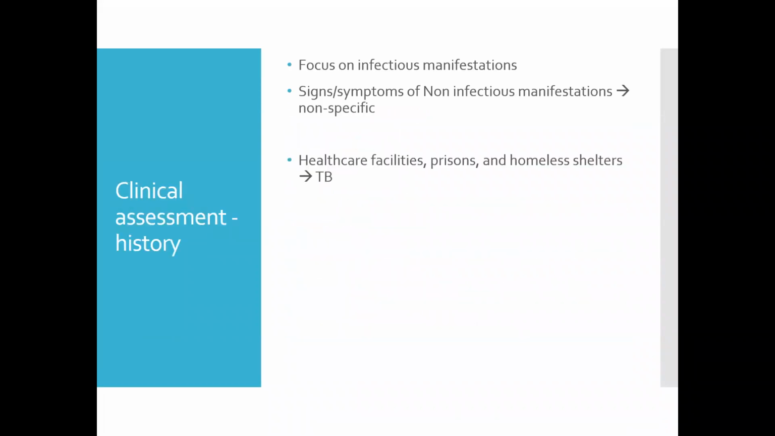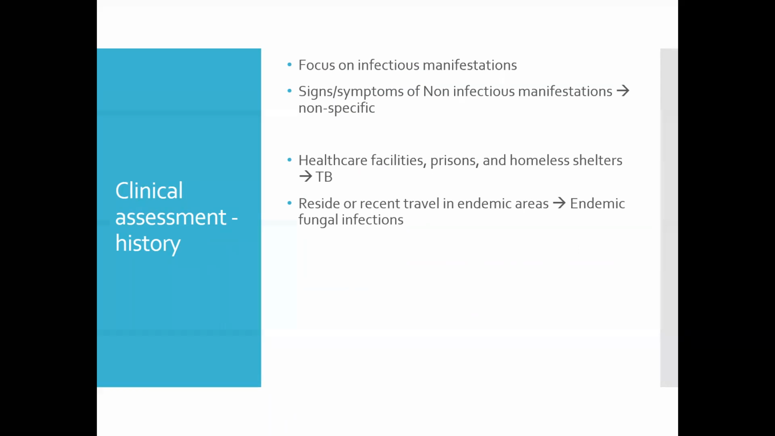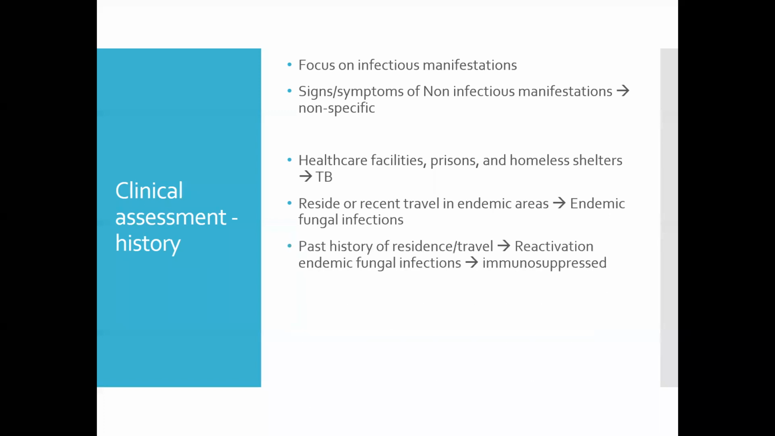In terms of the history, most of it is focused on trying to tease out the infectious manifestations, because the non-infectious manifestations are usually very non-specific. In terms of infectious manifestations, a history of a patient being in a healthcare facility, prison, or shelter increases the chance of the patient having tuberculosis. Also, residence or travel to an endemic area would give you an increased chance of the patient having an endemic fungal infection.